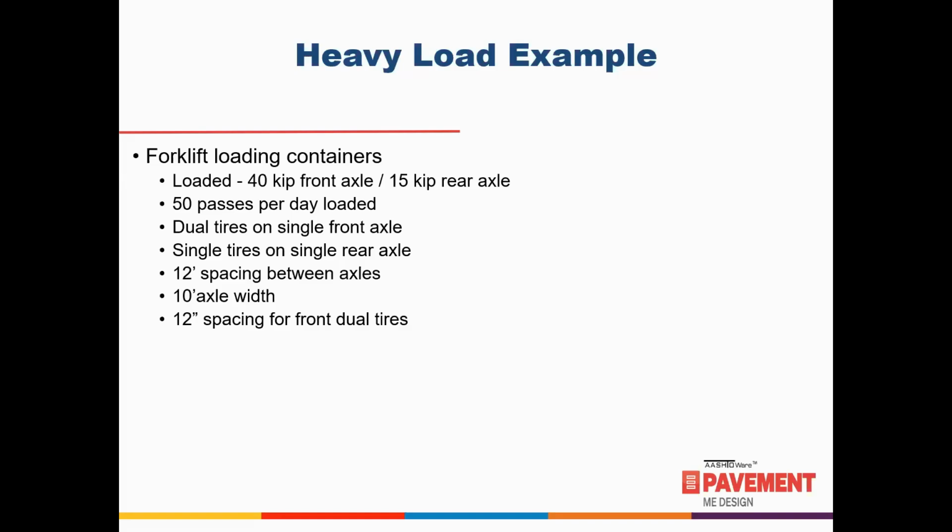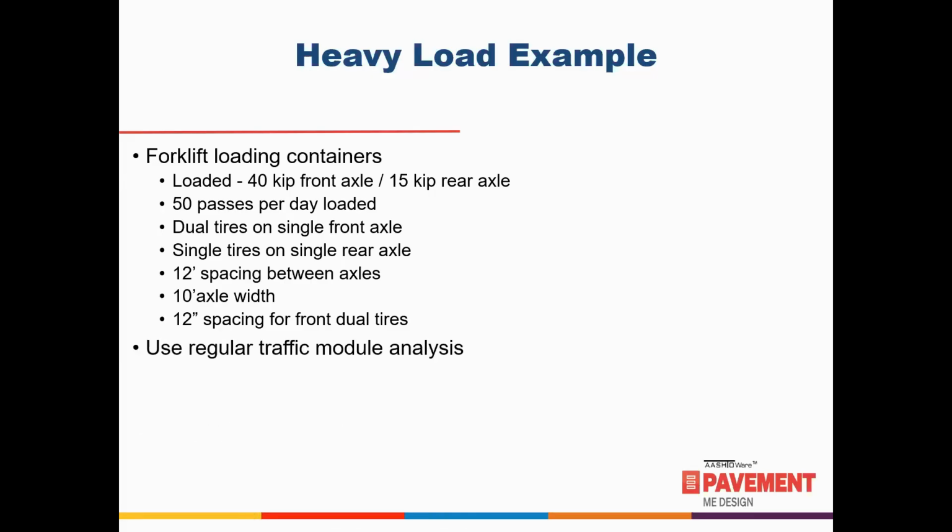Again, if we're using Pavement ME Design with just the regular traffic module, it's going to assume the rear axle has dual tires. It's not going to model it with a single tire unless you use the special traffic module. We're going to assume 12-foot spacing between axles. Axle width is a little wider than usual. The average, as we mentioned, was 8.5 feet, and this is going to be 10 feet. And then the spacing between the front dual tires is 12 inches.